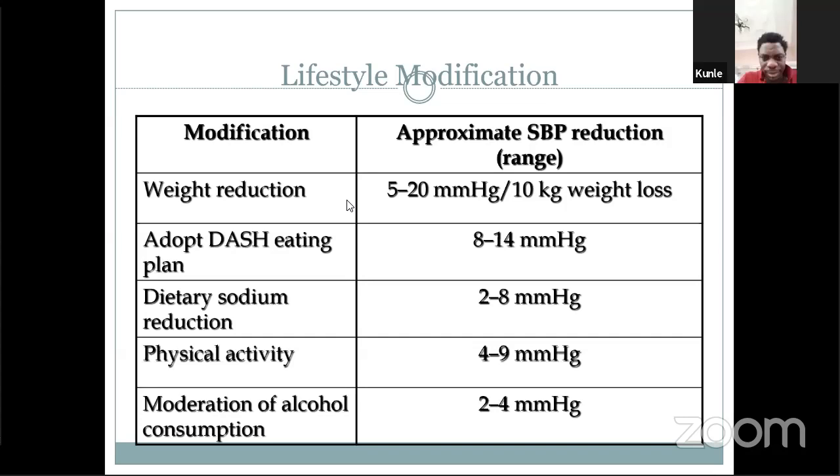Also, actually, I wouldn't take that as golden, like that. There are other modalities that need to be met as well. So moderation of alcohol has the least impact. The numbers are clear. The number is right there. I didn't make the slide.